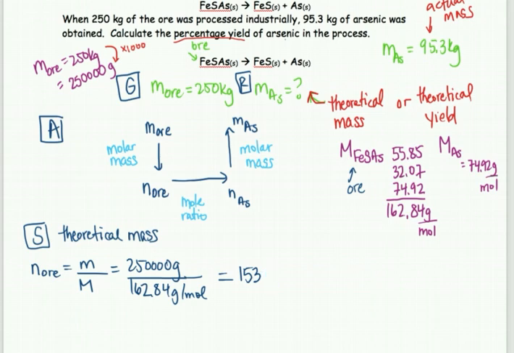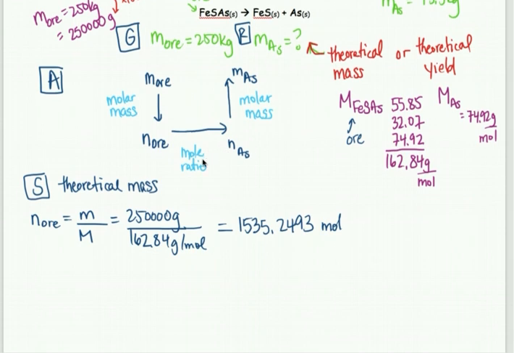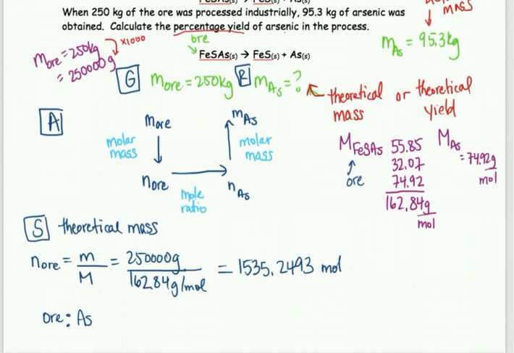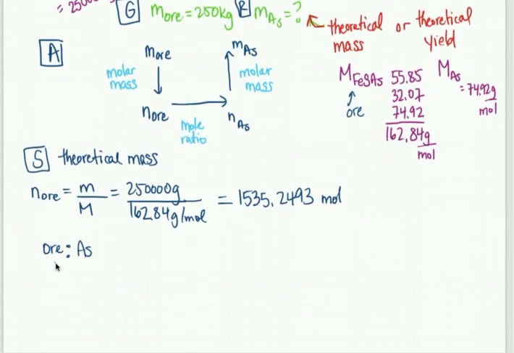Okay, so you end up with a large amount of moles here. The first part of the box is done. Now we're going to do the mole ratio. So we're looking at comparing the ore to the arsenic sample. If we look at the balanced chemical equation here, we're noticing that it's a 1-to-1 ratio. So the nice thing is that the arsenic has the same amount of moles.